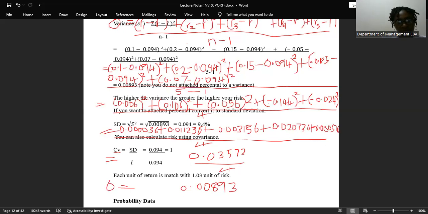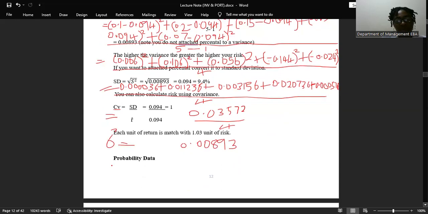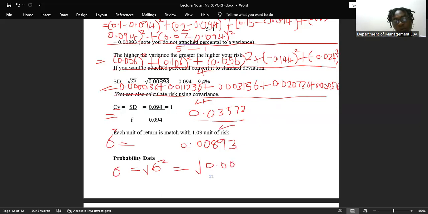Variance, right? Now this variance, we want to get the standard deviation. Standard deviation is equals to root of what? Variance. So that will be equals to root of 0.00893.